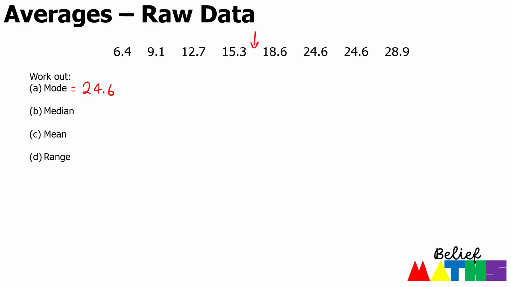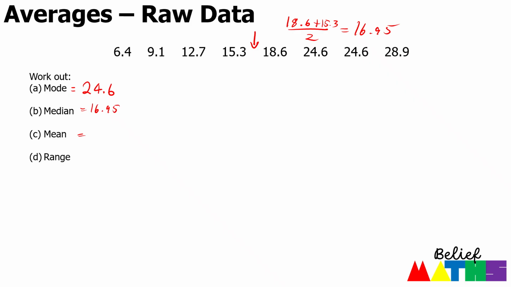Well, the way we find halfway between those is we do 18.6 plus 15.3 divided by 2. So 18.6 plus 15.3 divided by 2 gives us an answer of 16.95. So the median is 16.95.